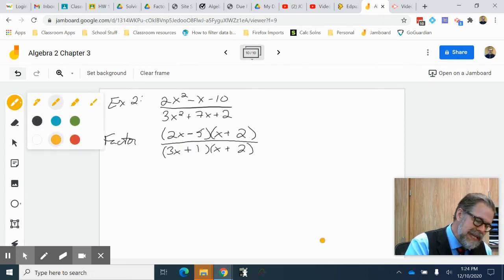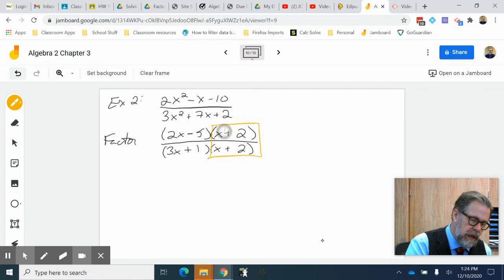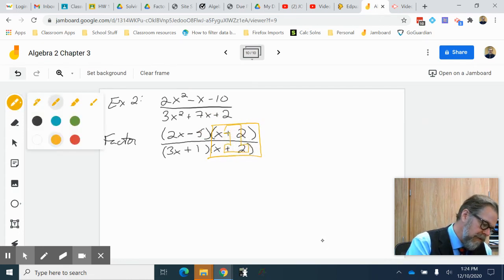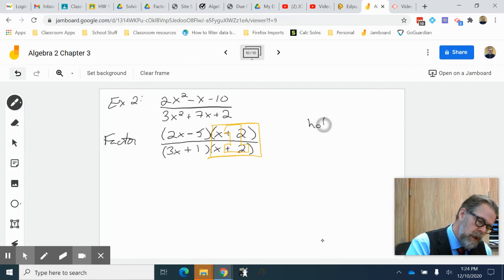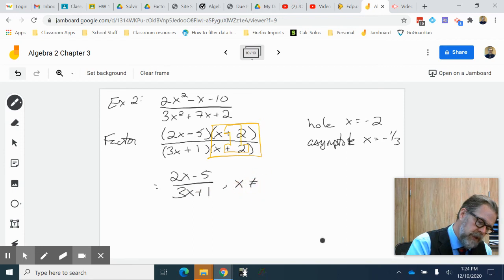And immediately, again, what do I notice? Hey, look at that. I've got a big giant 1 right there, which means I have a hole at x equals negative 2. And looking at the other term, I've got an asymptote at x equals negative 1/3. And this simplifies to 2x minus 5 over 3x plus 1, so long as x is not equal to negative 2 or negative 1/3.